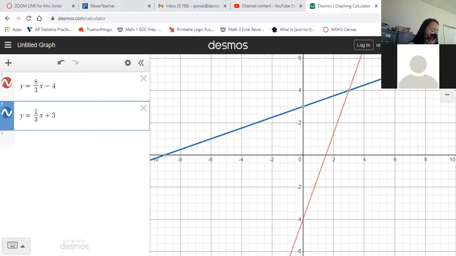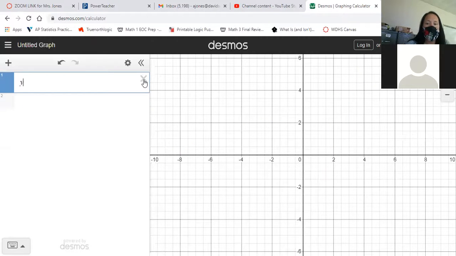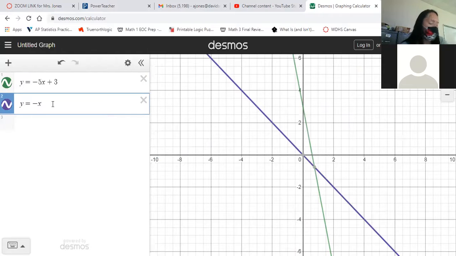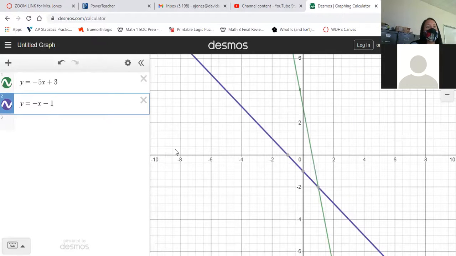If we go back and we look at number 5, 5 is basically the same. We have y equals negative 5x plus 3. Again, this is number 5 on your notes. And then we have y equals negative x minus 1. As long as you're typing it in right, you'll see your solution at 1, -2. That's it, 1, -2. It's pretty easy, right?